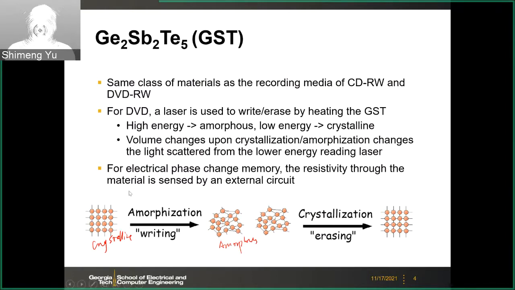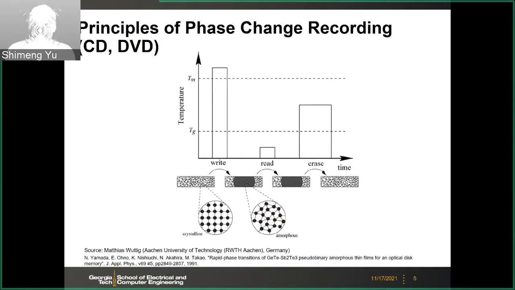So basically, the write and the read operations of the CD or DVD are done by the optical method. So basically, this is the same material, but a different readout mechanism for the CD and DVD. But for our semiconductor manufacturing, we want the electrical readout mechanism. So then this is the phase change memory we will discuss today.